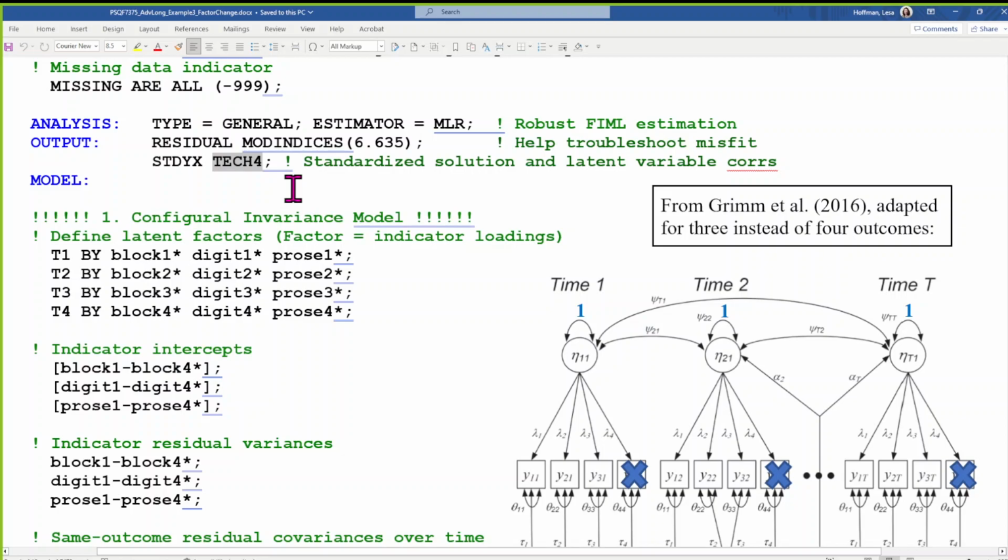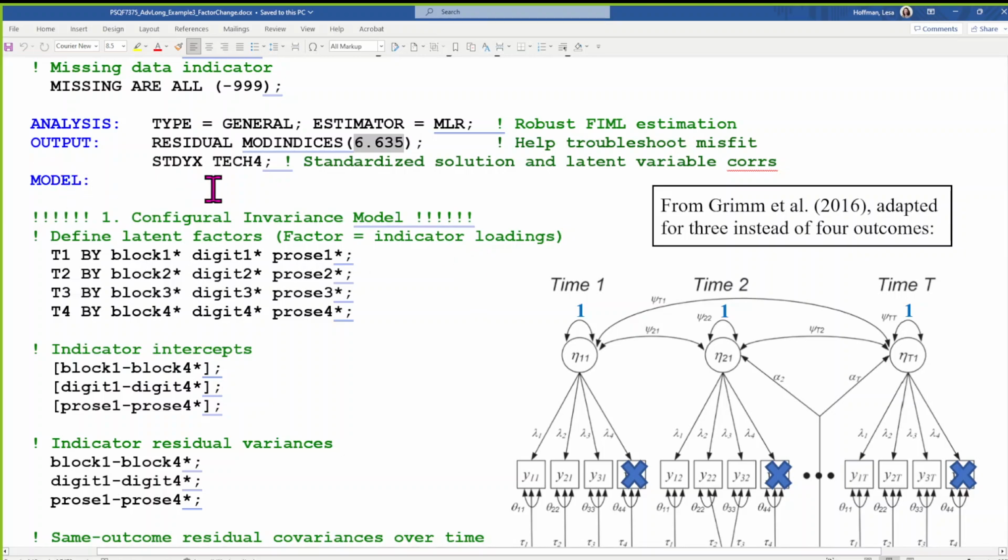Okay, questions? Oh, 6635. This is the minimum chi-square value that I want it to print. So it's not going to print any suggestions that don't meet that minimum. That corresponds to an alpha of 0.01 for a single degree of freedom. So I'm asking for things that would improve the model at p less than 0.01. Okay, other questions?